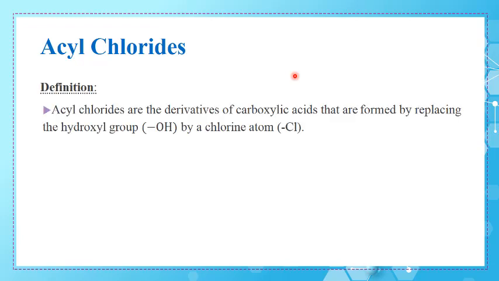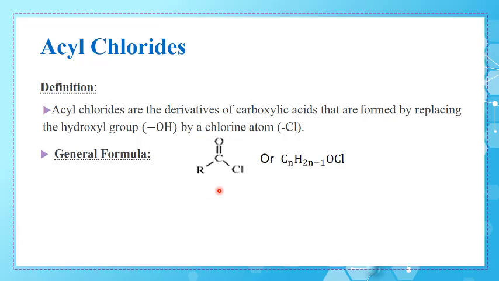What are acyl chlorides? They are the derivatives of carboxylic acid that are formed by replacing the hydroxyl group OH of the carboxylic acid by a chlorine atom Cl. So the general formula of acyl chloride is the following. Here is the C double bond O of the carboxylic acid, and here is the carbon chain. Instead of OH at its place, we have chlorine. So this is the general formula of acyl chlorides.